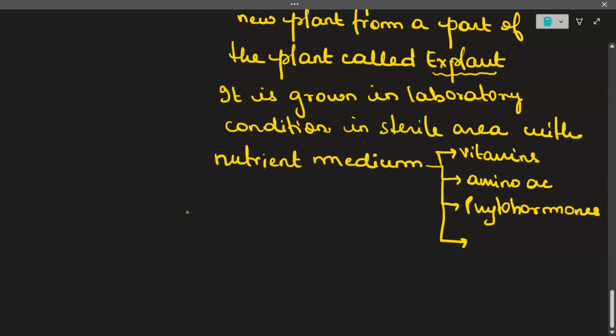Amino acids are the building blocks of proteins. So amino acids are required by the plants in the nutrient medium. Vitamins are required, right? And phytohormones are required. Apart from that, inorganic salt is required, and also a carbon source. All these things are provided in the laboratory condition, and with the help of all of these things, the plant grows.